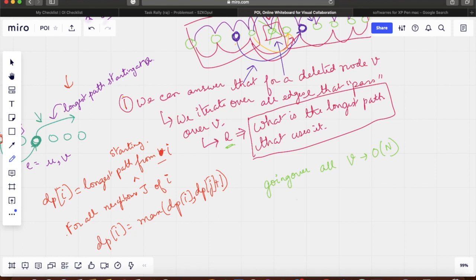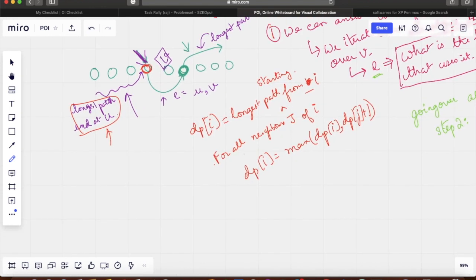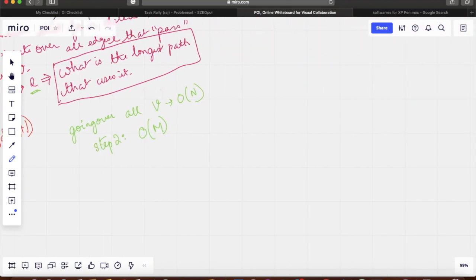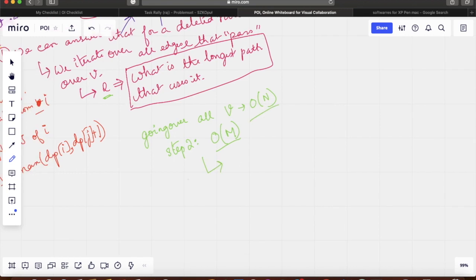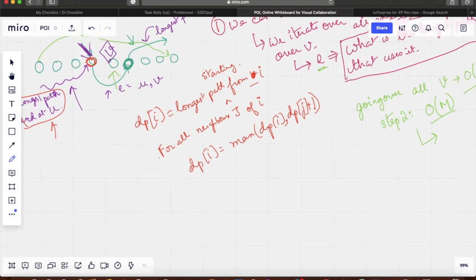So this part, step 2, can be order m, right? Because it might just happen that all the edges go from node 1 to node n. So in that case, for every node v, effectively all the edges are passing over it. So we can be using order m time, and then for every edge we are just doing a constant time lookup, right? Because we have already calculated the longest path.